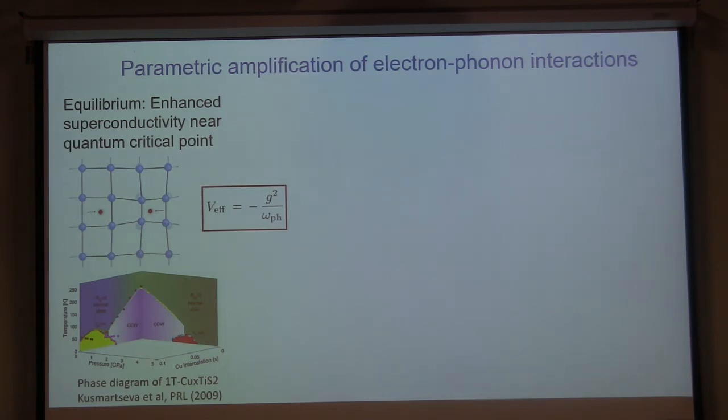enhancement of electron-phonon interaction. Let's again take our example of equilibrium systems, right? We know that the effective attraction between electrons is g squared divided by the phonon frequency. So if you want to enhance electron-phonon interaction, you want to find systems where the phonon frequency is small. And that's why you often find superconductivity close to a structural phase transition or charge density wave transition, basically close to the points where the phonon frequency has to go through zero.